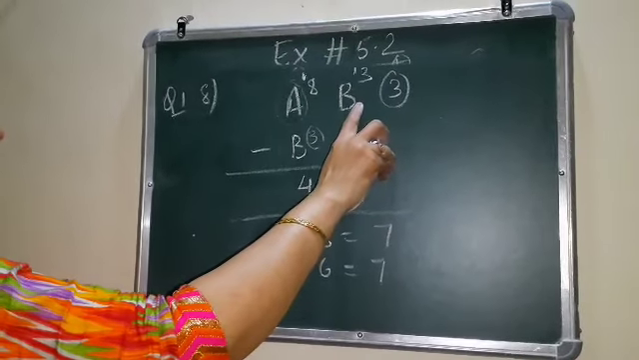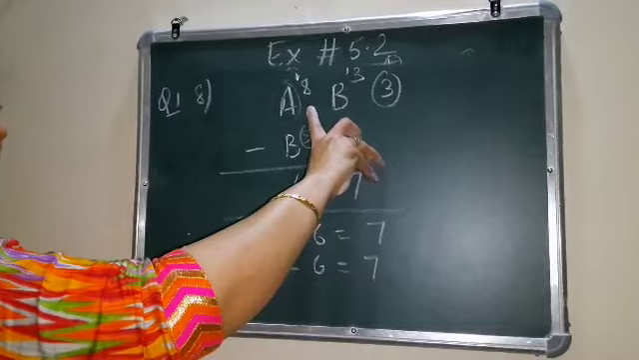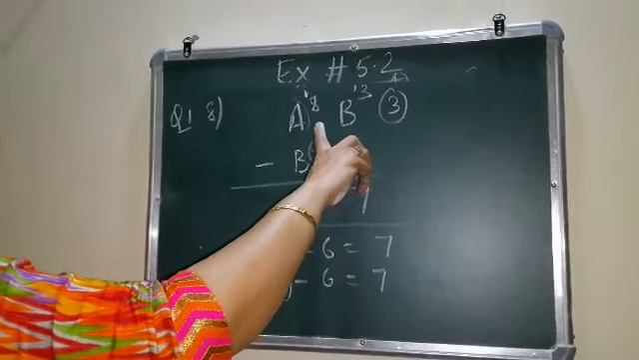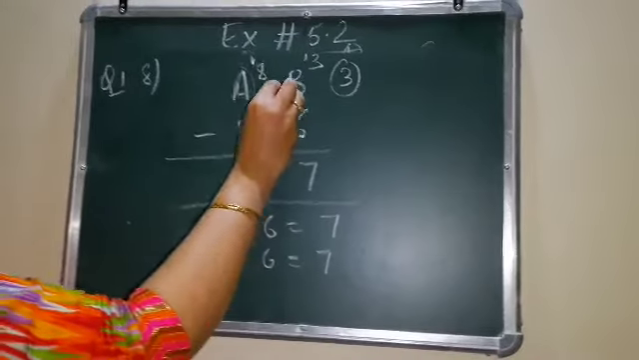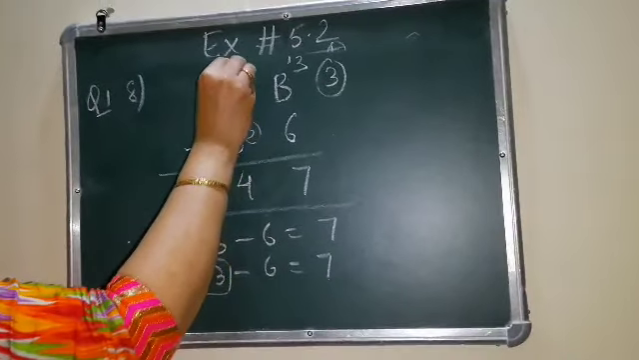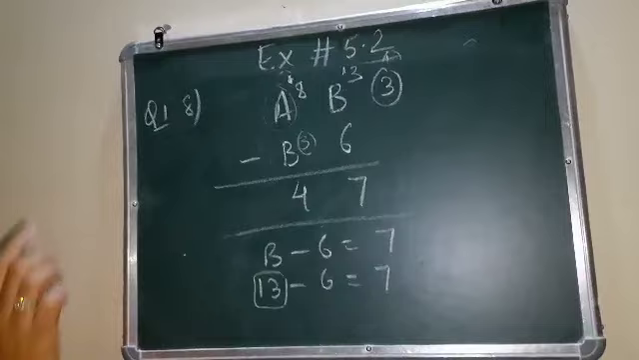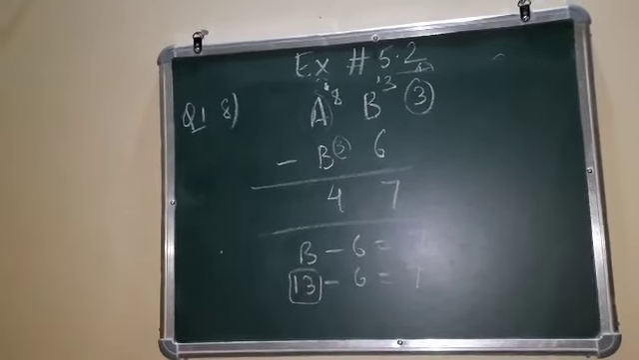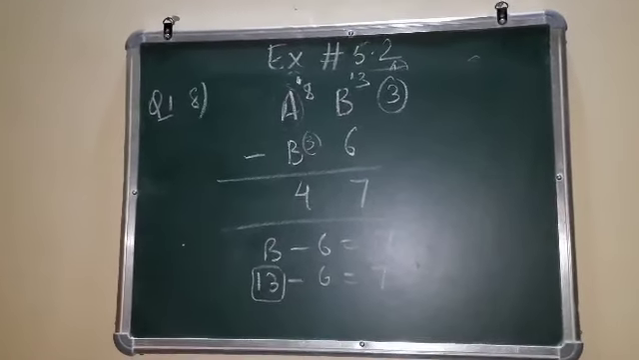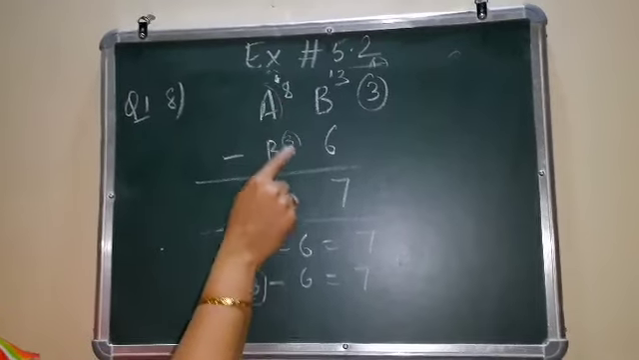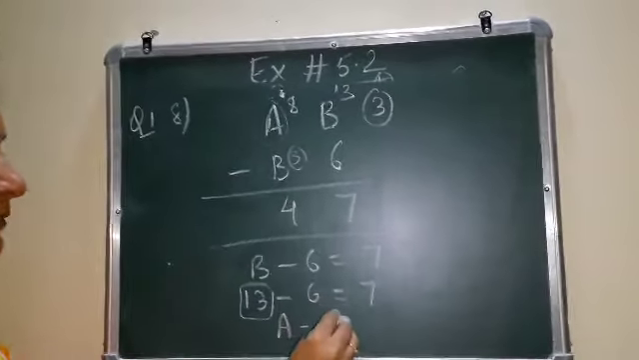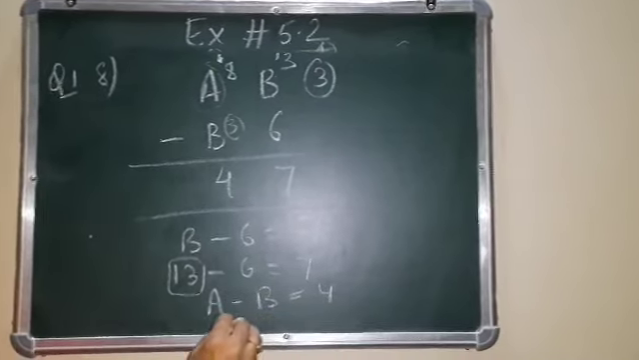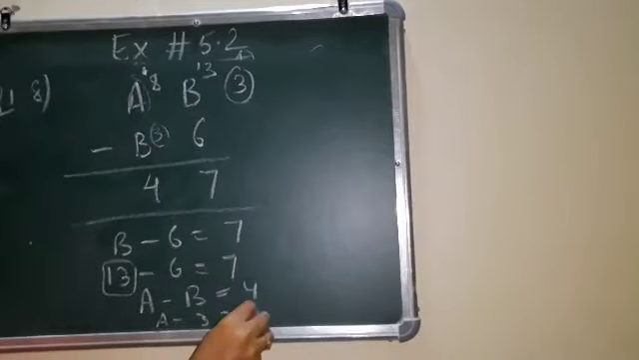Now this B has to take 1 from this A, borrow 1 from this A to get 13. So B I am taking as 3, and I have taken 1 here. Whatever number I put as A, I'll just add 1 to it to get the proper number. Now if this is 3, this B will also be 3. So A minus B is 4. A minus 3 is 4.